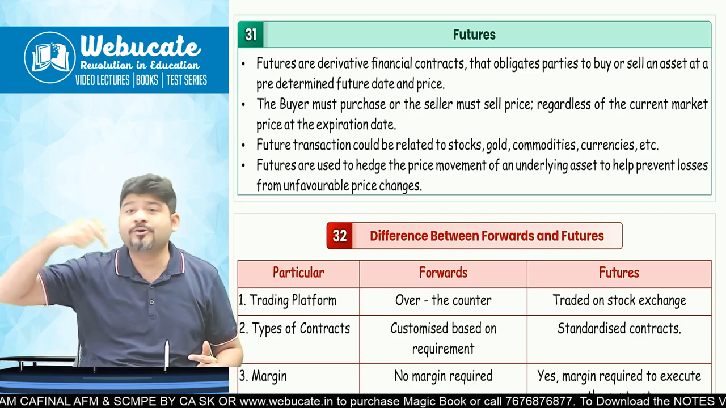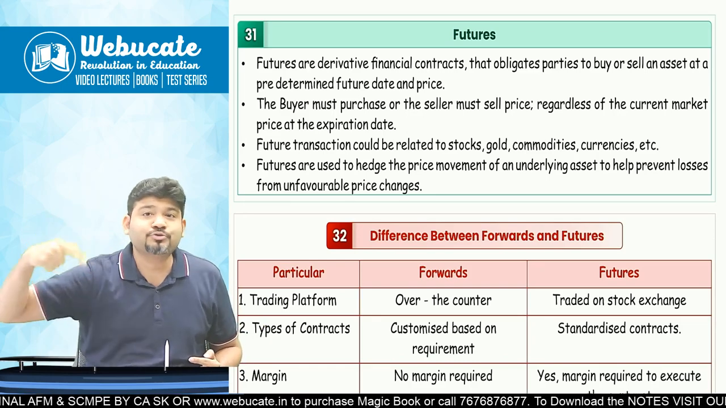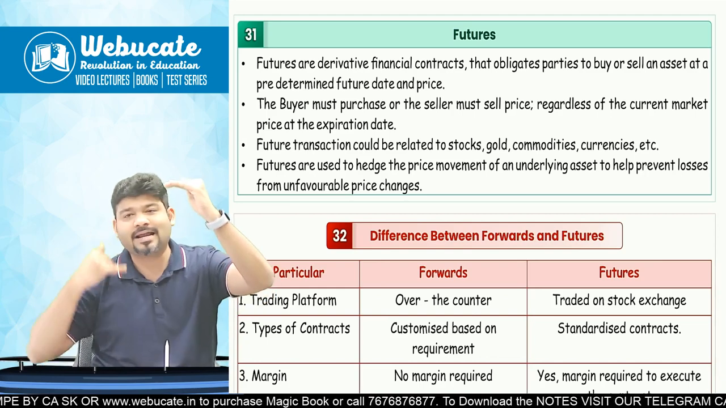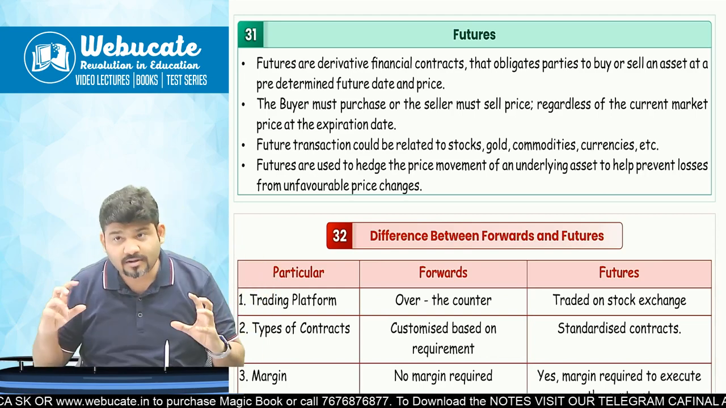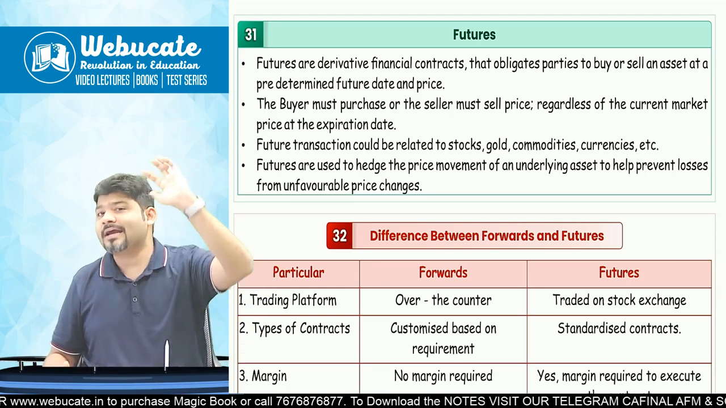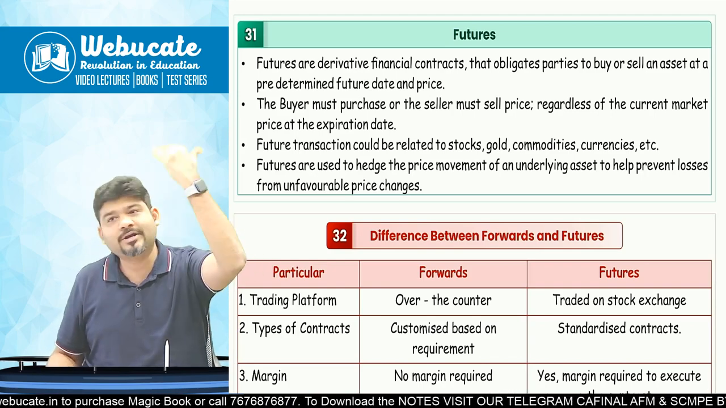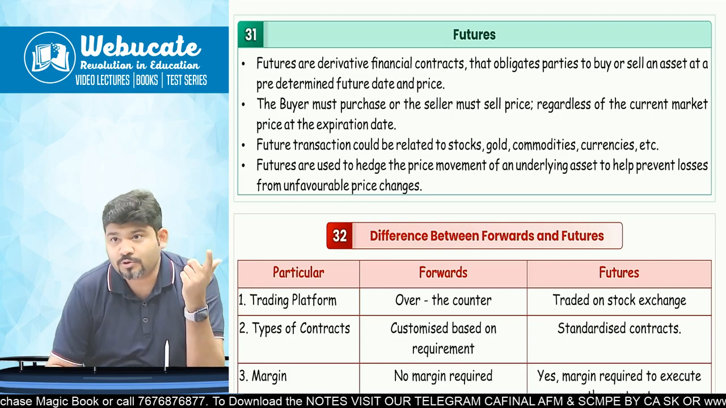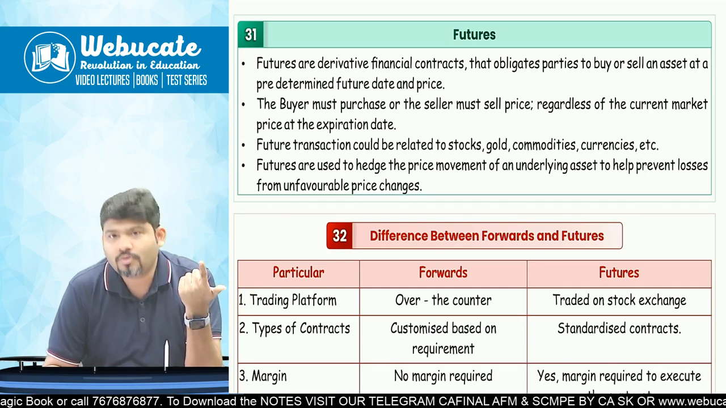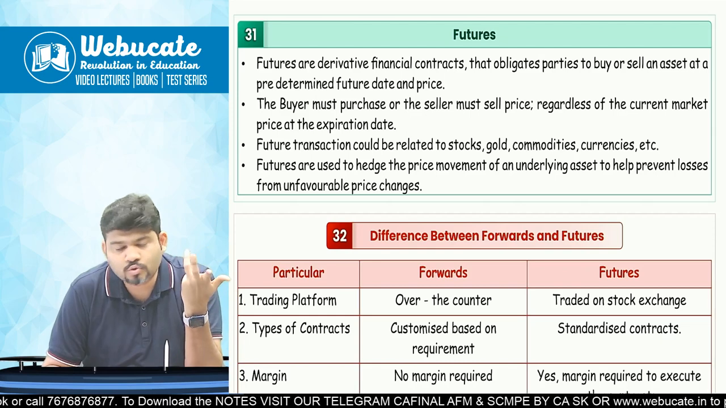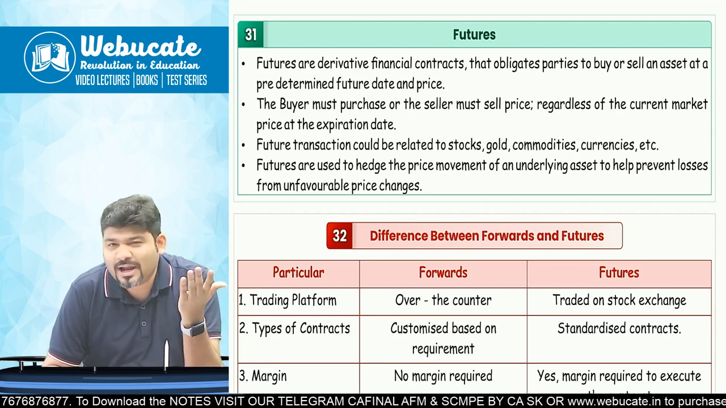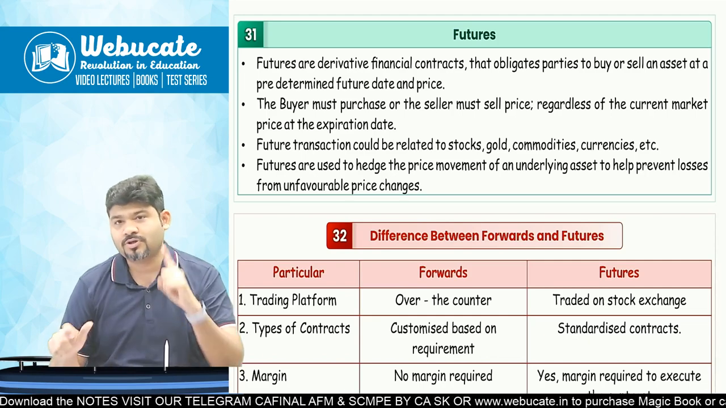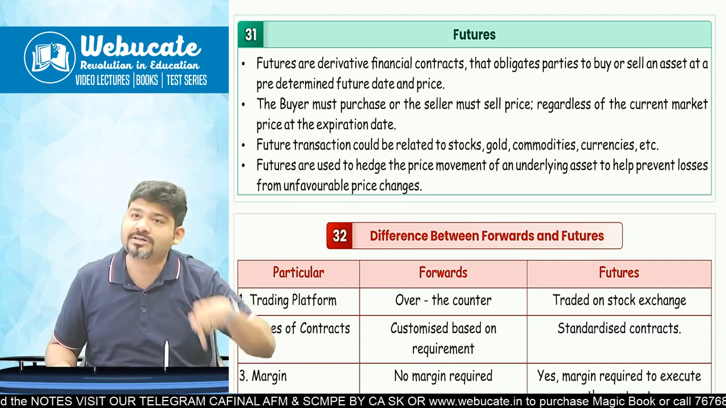You are going to predict, according to your analysis, whether the market is going to go up or the market is going to go down. Here, if whatever you think actually happens, then you are going to make a huge profit. But if it goes against what you had thought, opposite of what you were planning or of what you had analyzed, then in that case, you will also lose a big amount, right? So here the profit is unlimited, the loss is also unlimited.